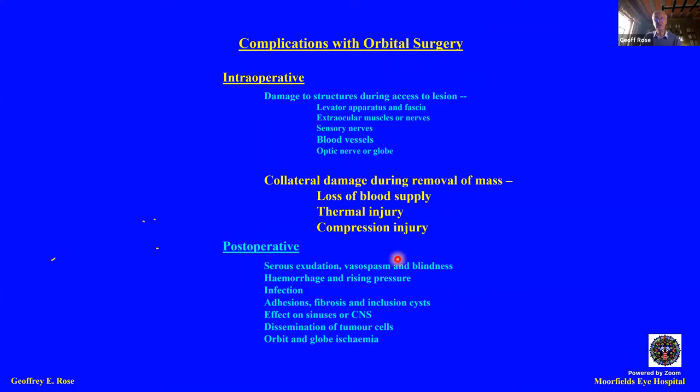And then during the actual removal of a mass, you may get damage to other structures, either due to loss of blood supply, for reasons that we'll talk a bit more about after surgery. Thermal injury, as I mentioned, if you use long bursts of diathermy, you may get spread of heat, which may cause thermal injury and vasospasm of arteries with a loss of function. And you may get compressional injuries, as I will show.